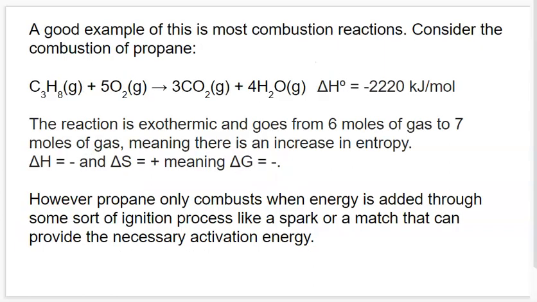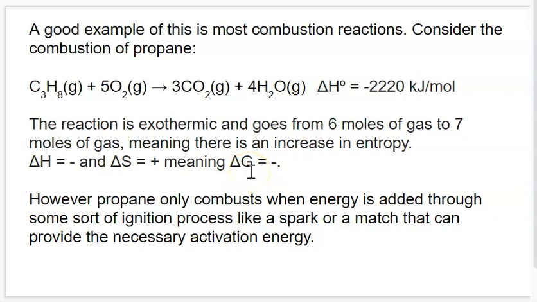A good example of this is most combustion reactions. Let's consider the combustion of propane. We have propane plus 5 oxygen molecules making 3 carbon dioxides and 4 water molecules, and this is highly exothermic. If we look at the entropy here, we have 1 plus 5, 6 moles of gas becoming 7 moles of gas, so that is a positive delta S. So negative delta H, positive delta S, that's one of our always thermodynamically favorable situations, because we're always going to end up with a negative delta G.